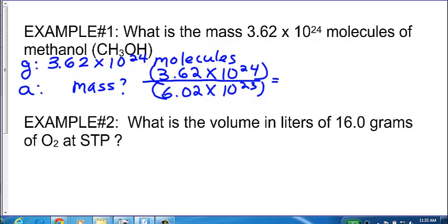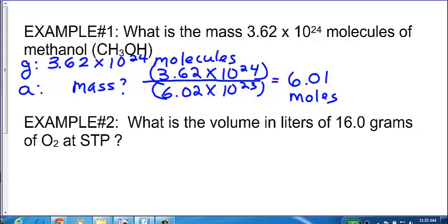You come up with 6.01. We'll just go 3 sigmas. Okay. The problem is they didn't want us to stop in the mole store. They wanted us to continue on to the mass store.